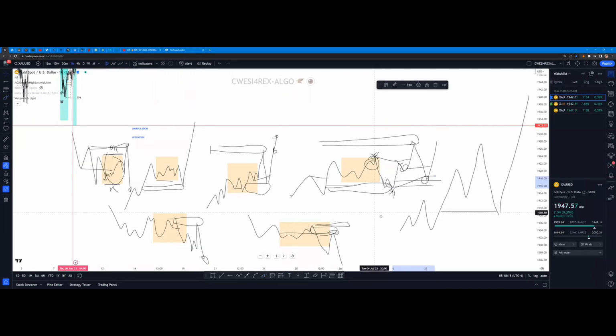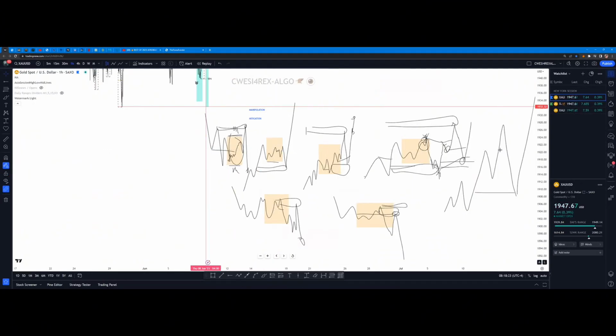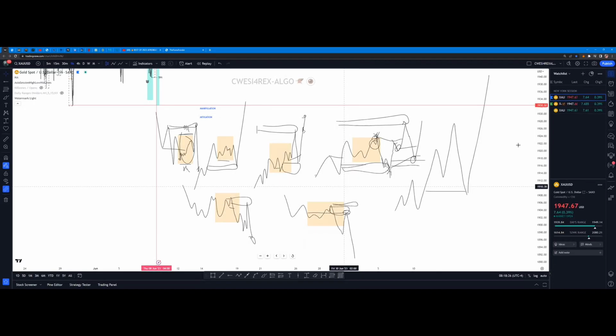So these are the 1, 2, 3, 4, 5 formations that we have. These are the 6 formations that we have.